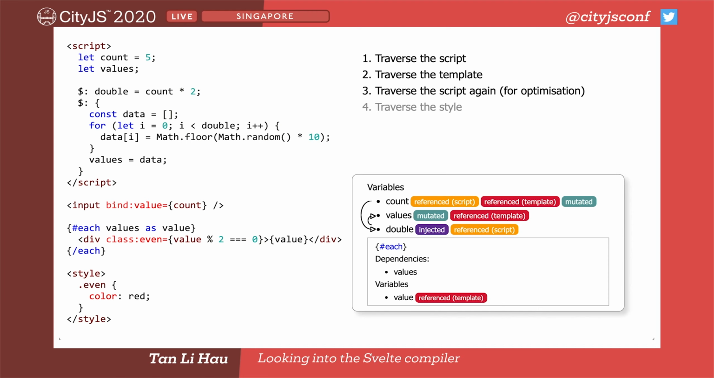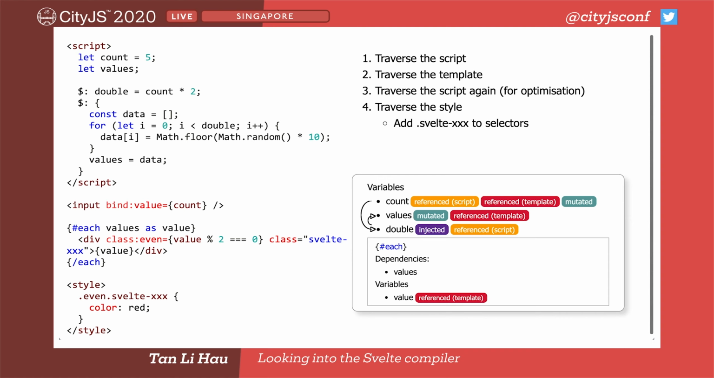Next, Svelte traverses through the style. So for each selector, it will determine whether it will match any elements in the template. And if it does, Svelte will add a svelte-hash class name to the selector, as well as the matched elements. Although this will increase the specificity of the selector, it will make the selector scoped only to the current Svelte component. At the end of this step, Svelte has figured out all the variables declared and their behavior and relationships. With this, we move on to the rendering phase.